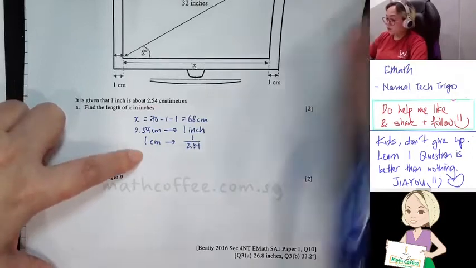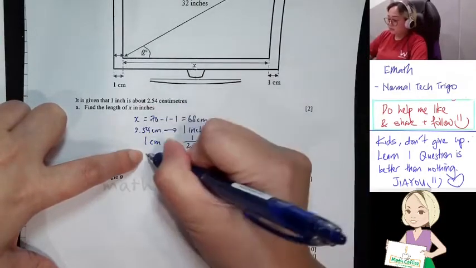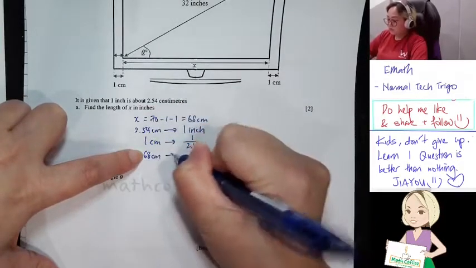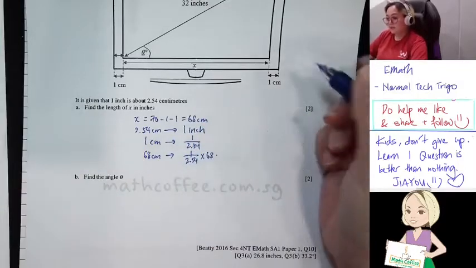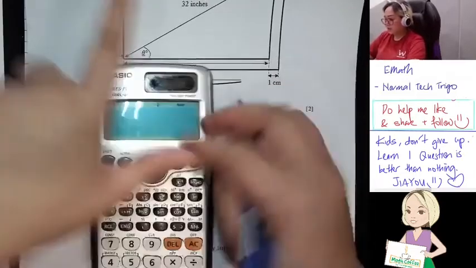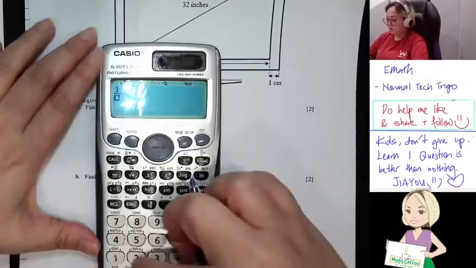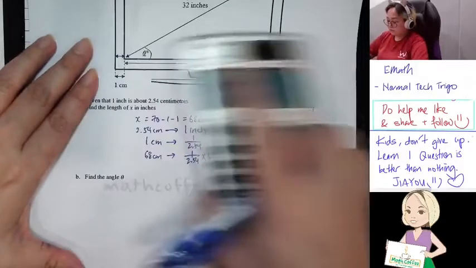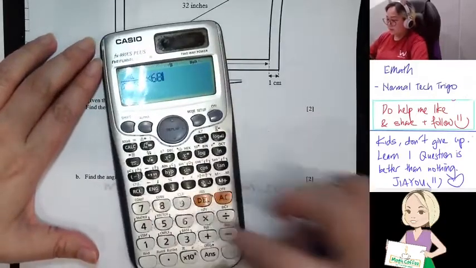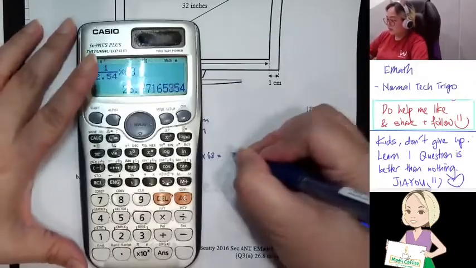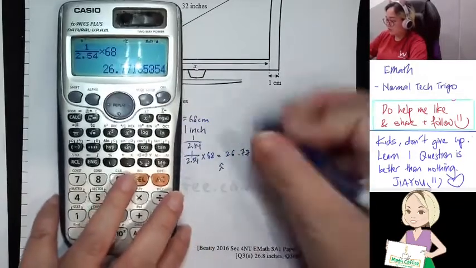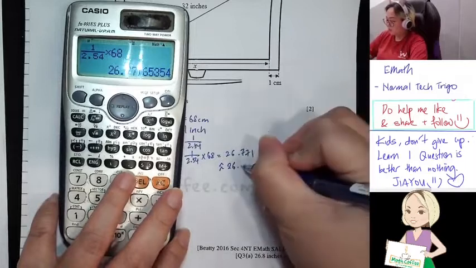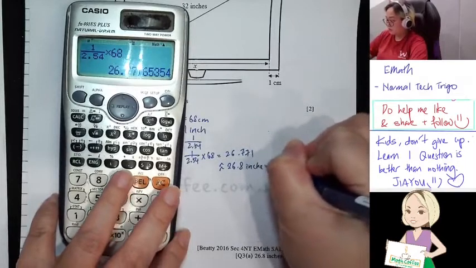Then after that, you need to find 68 cm. So you will just take this fraction and multiply it by 68. Then of course, press the calculator. 1 over 2.54 multiplied by 68, and that gives us 26.771. Round it off to 3SF, we get 26.8 inches. Done.